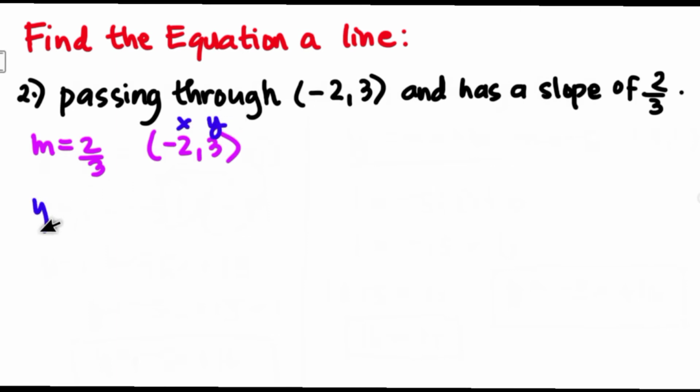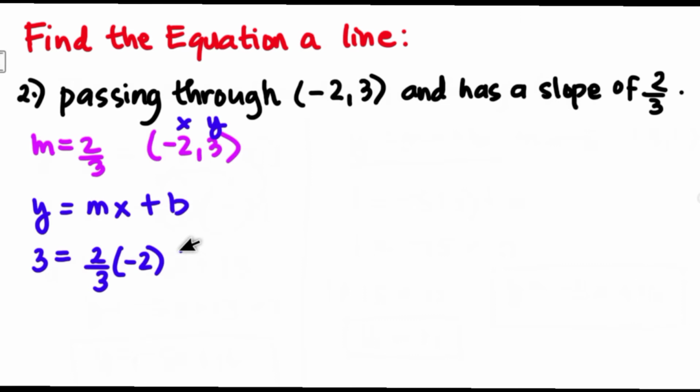So, lagyan natin yung formula y is equal to mx plus b. So, gagamitin ko yung second method ha. So, y is equal to mx plus b. So, y is 3. And then, m is 2/3. And then, x is negative 2. So, multiplication yan kasi magkadikit. And then, plus b.